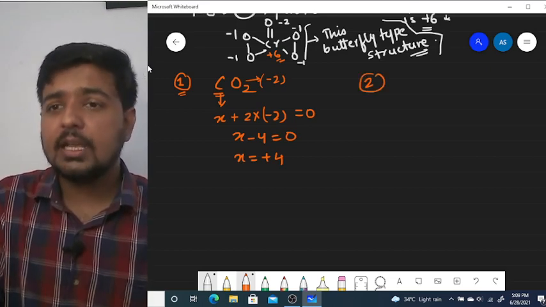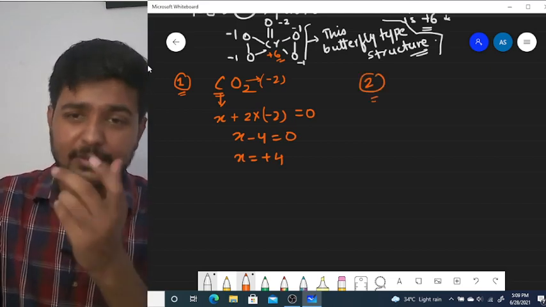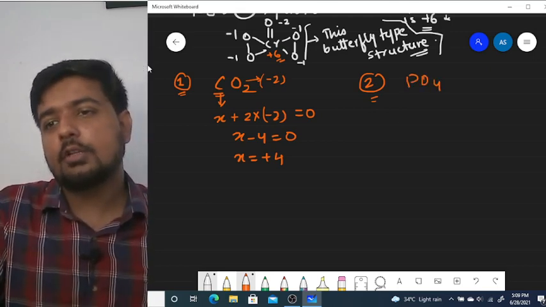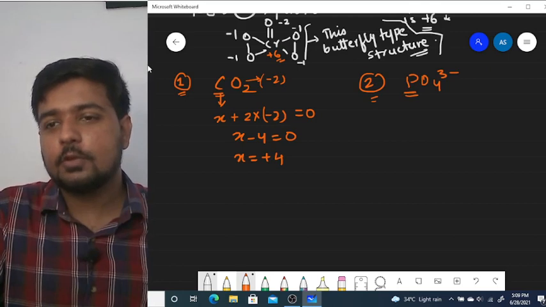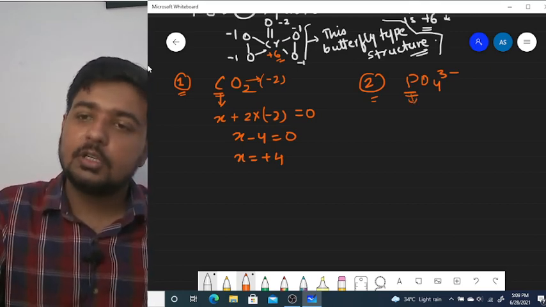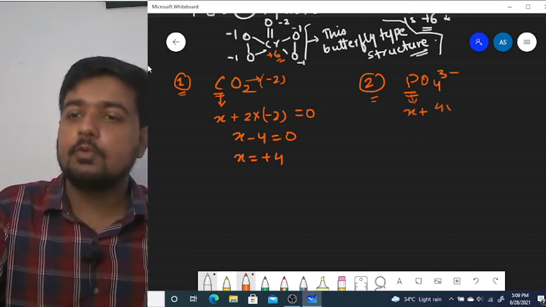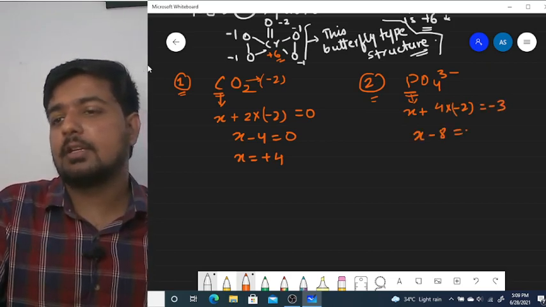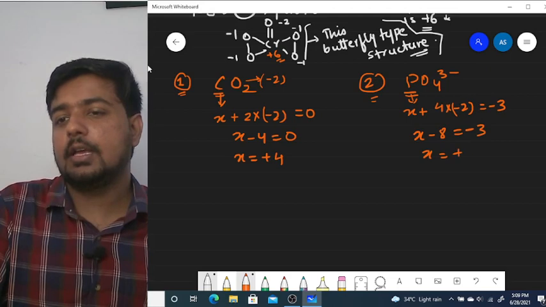Similarly, in case 2, if we take some molecule like PO4 3 minus, find out the oxidation number of phosphorus over here. Assume it to be X, then it will be 4 into minus 2, which equals minus 3, X minus 8 is equal to minus 3, X is equal to plus 5.